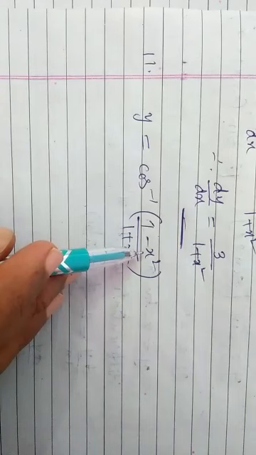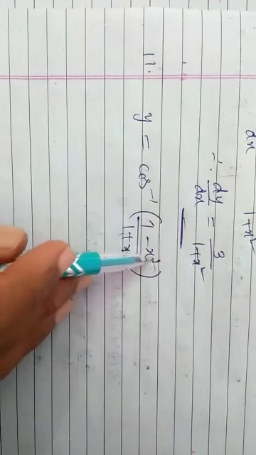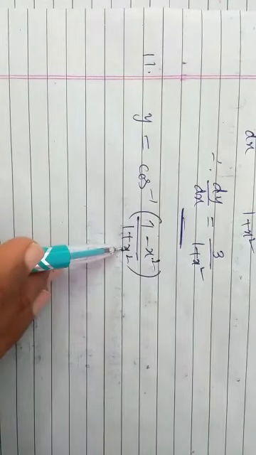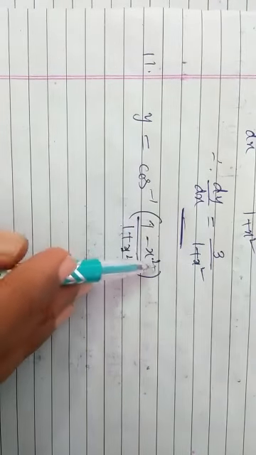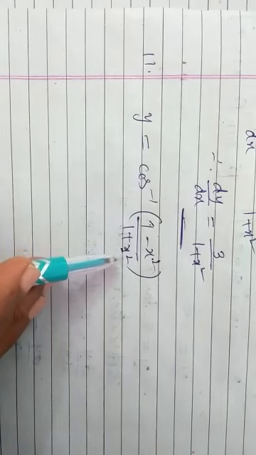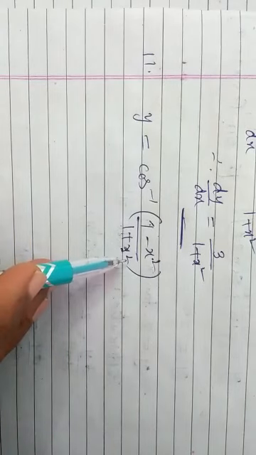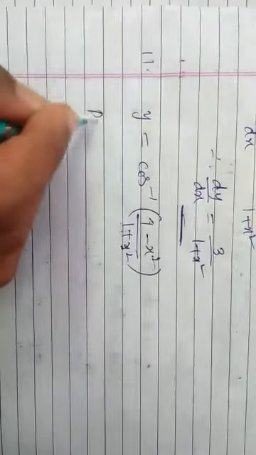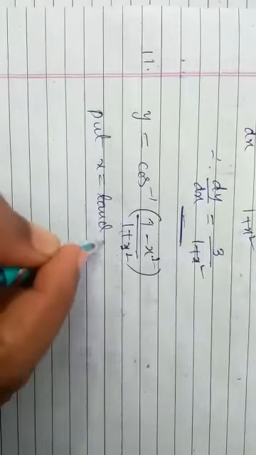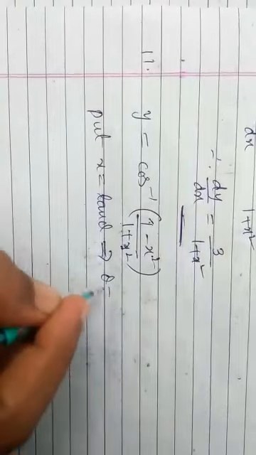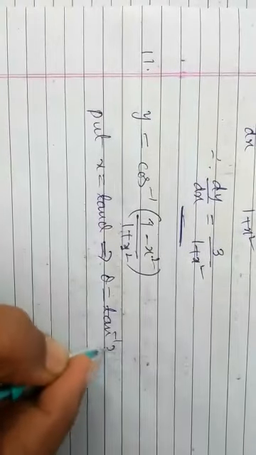Suppose I keep tan, then 1 minus tan square theta by 1 plus tan square theta is nothing but the cos 2 theta formula. So that's why I am taking x is equal to tan theta, and that implies theta is equal to tan inverse x.